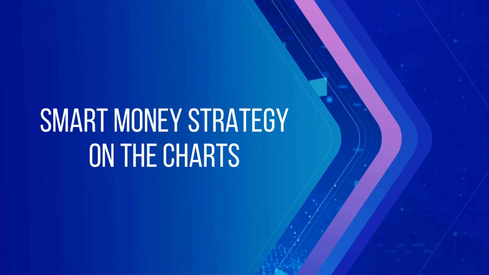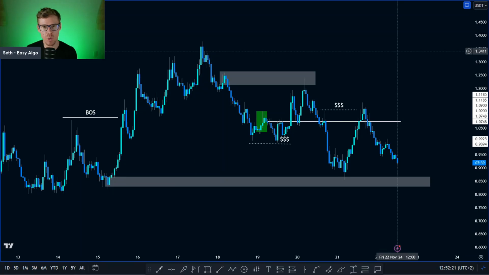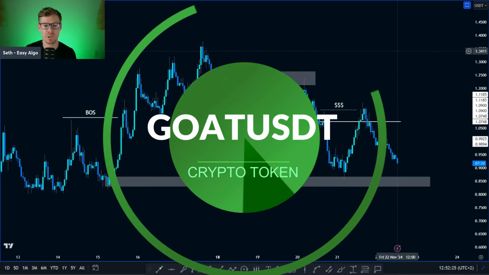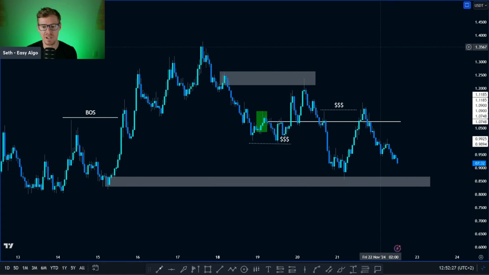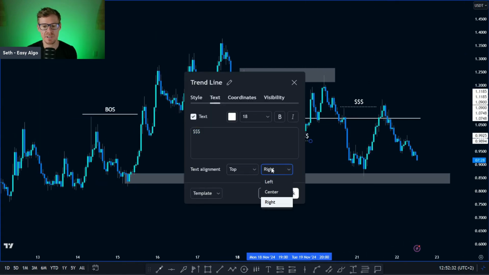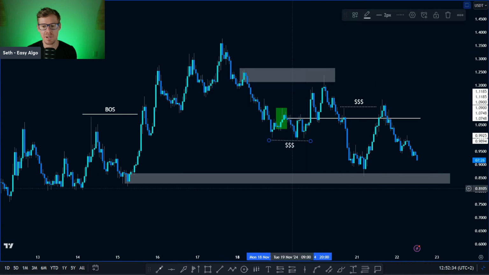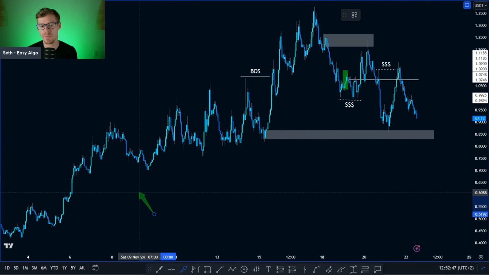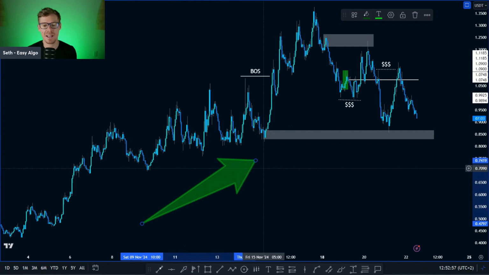We're on the charts right now, and I'm looking at a cryptocurrency coin called GOAT USDT. This is a fantastic example. I'm going to show you exactly how the strategy works. So if you can quickly look at this, I'm going to show you the structure of it, and then I'm going to break it down, and I'm going to show you how I was able to figure this out. You can see we're in a confirmed uptrend. We've got higher lows, higher lows, higher lows, higher lows, and at the top here, we've got higher highs, higher highs, higher highs. This confirms to us that we are in an uptrend.